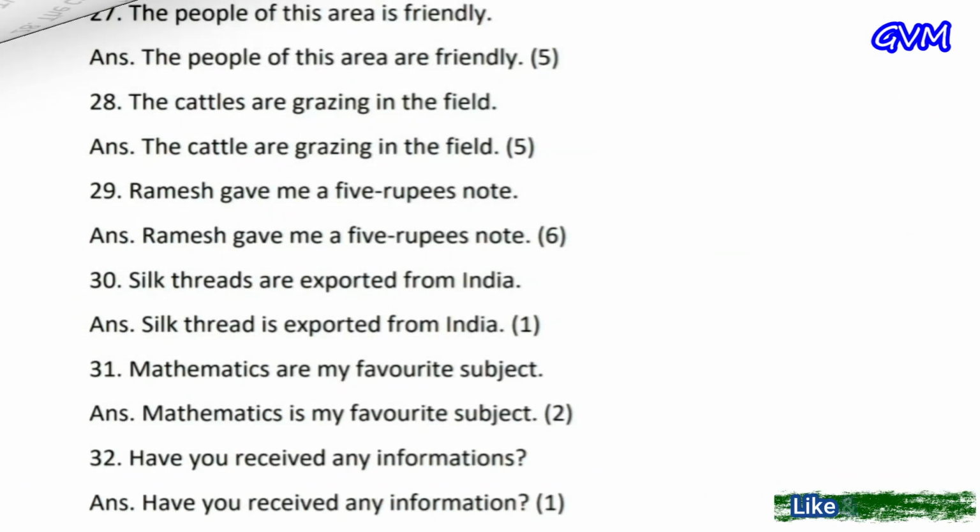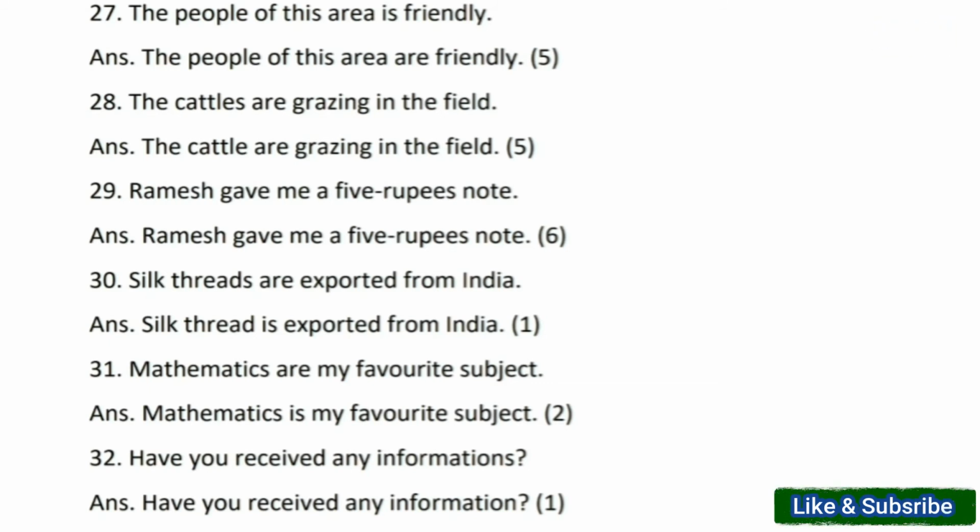27. The people of this area is friendly. And the answer is, the people of this area are friendly. We use rule number 5. Next, the cattle are grazing in the field. And the answer is, the cattle are grazing in the field. We use rule number 5 again.